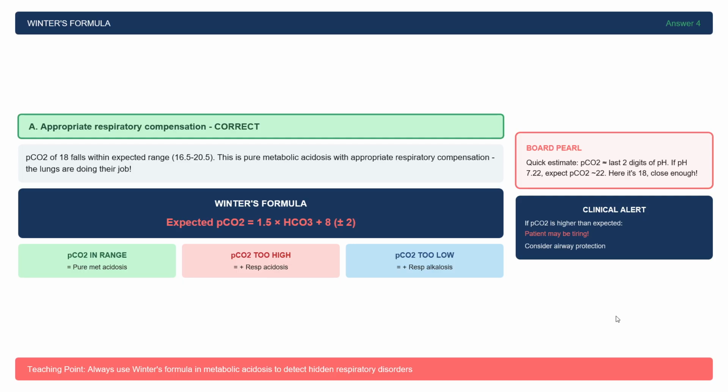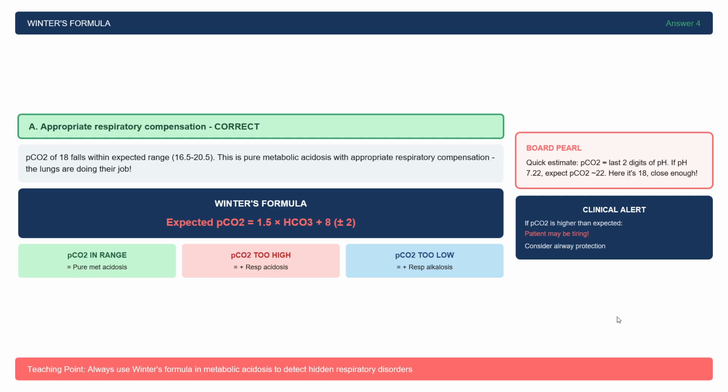So the formula is expected PCO2 equals 1.5 times the bicarbonate plus 8, plus or minus 2. So here's how to interpret it. If the PCO2 falls within the expected range, it is just metabolic acidosis with appropriate respiratory compensation. If PCO2 is higher than expected, that means there is an additional respiratory acidosis going on. If the PCO2 is lower than expected, that means there is a superimposed respiratory alkalosis.